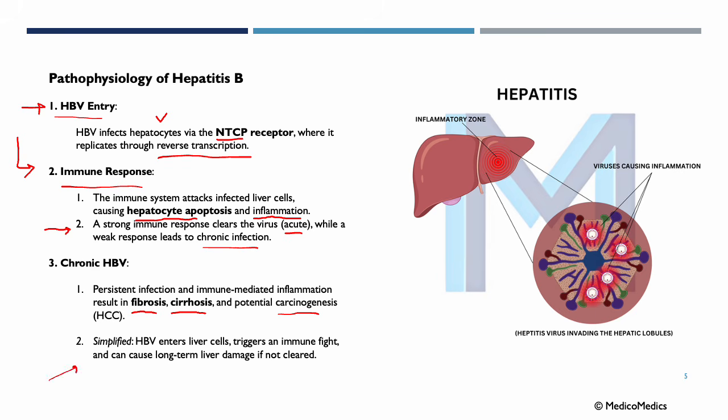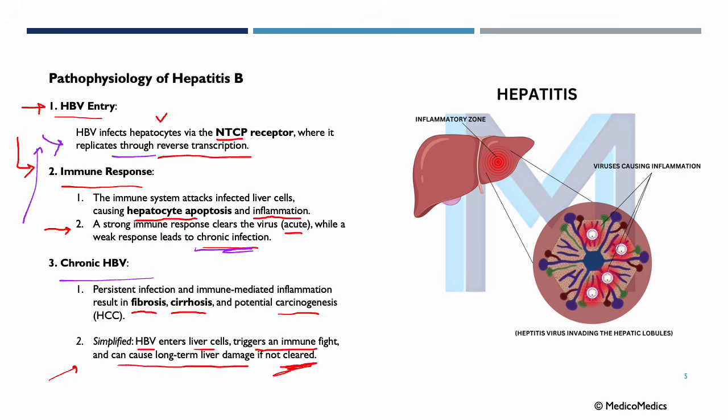So, to simplify it, HBV enters the liver cells, they trigger an immune response or immune fight, and can cause long-term liver damage if it's not cleared. So again, virus enters, starts replicating, our immune system responds to it, and if it's a strong immune response, it should clear the virus. If it's a weak response, we could have the development of a chronic infection.